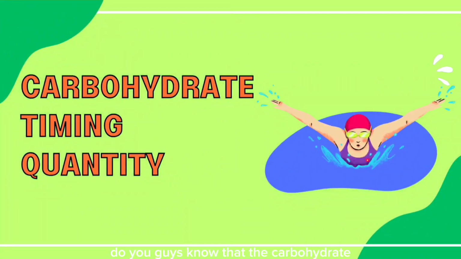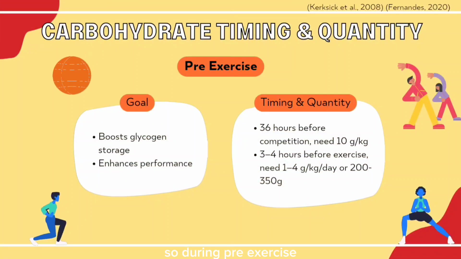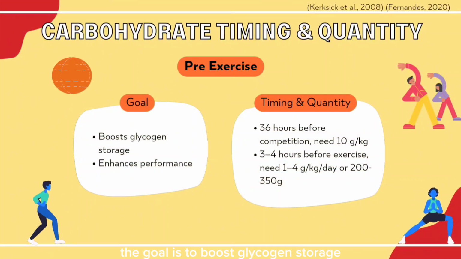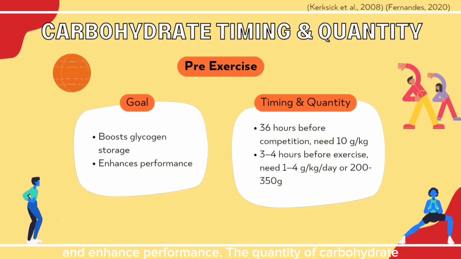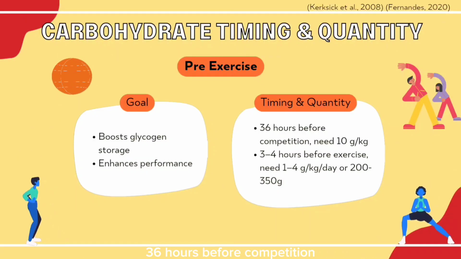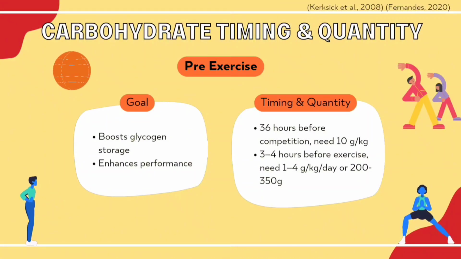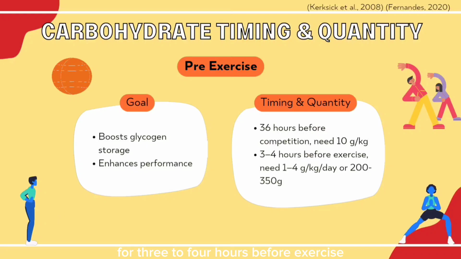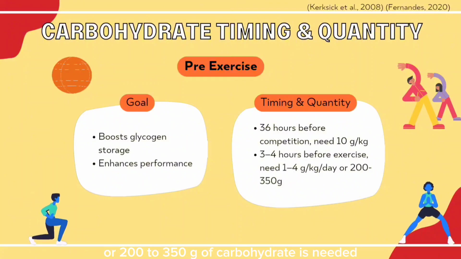Do you know that carbohydrate timing and quantity can affect your performance level? So, during pre-exercise, the goal is to boost glycogen storage and enhance performance. The quantity of carbohydrate 36 hours before competition is 10 grams per kilogram of body weight. For 3 to 4 hours before exercise, 1 to 4 grams per kilogram of body weight per day or 200 to 350 grams of carbohydrate is needed.